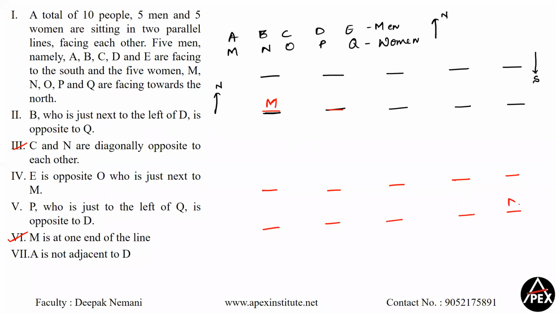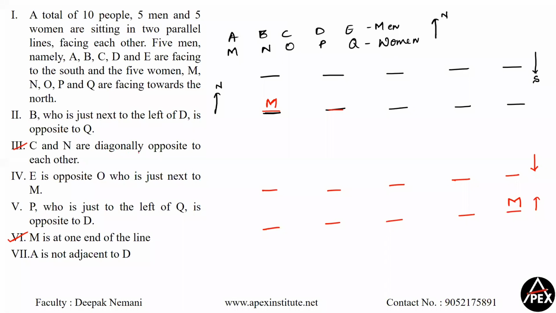You can have M here, only 2 possible cases, isn't it? That's how we decide. Clear? So now M is at one end of the line. Now which statement should I consider now? Now I will be considering the third statement.